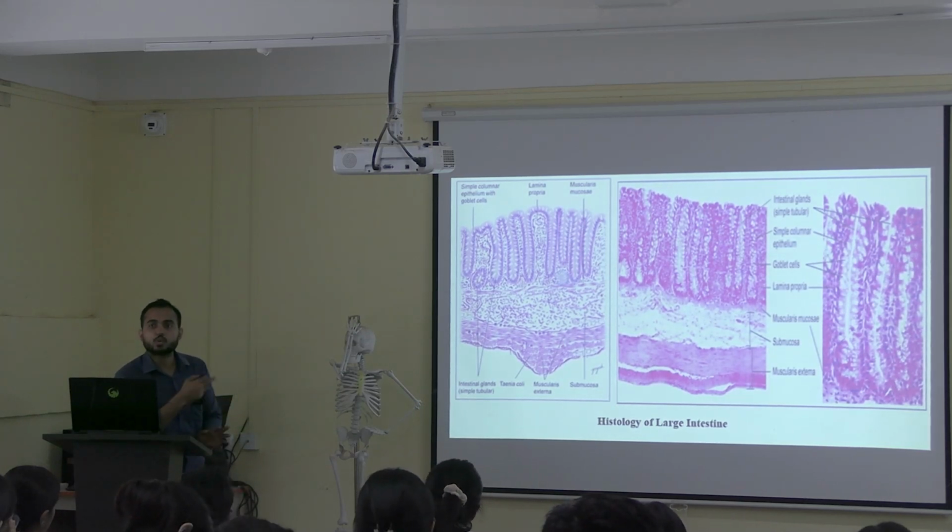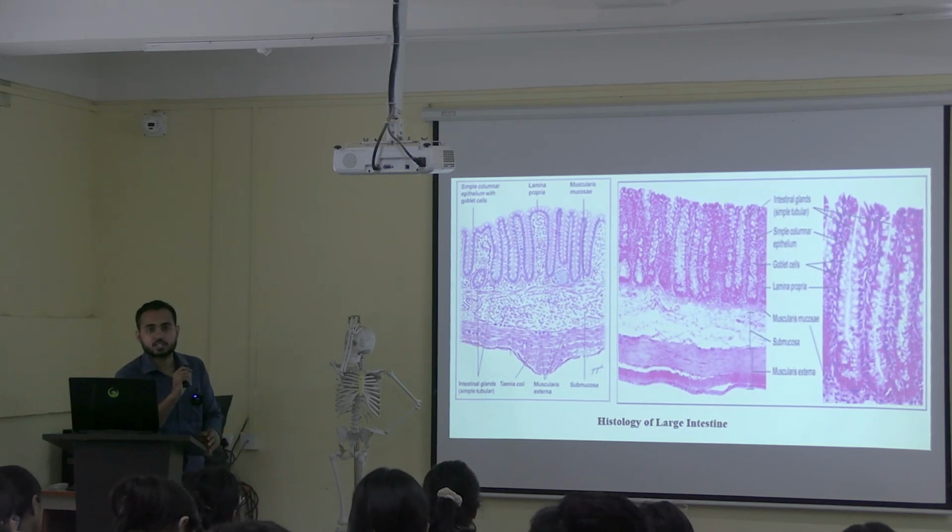Here you will see more number of goblet cells. Okay, look, more number of goblet cells. That's why many empty spaces are there. Can you see along with the lining epithelium? So many empty spaces are there. That means more number of goblet cells are present over here as compared to the small intestine.